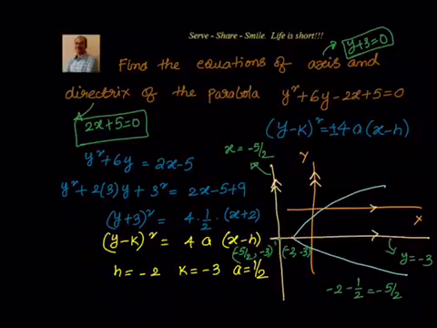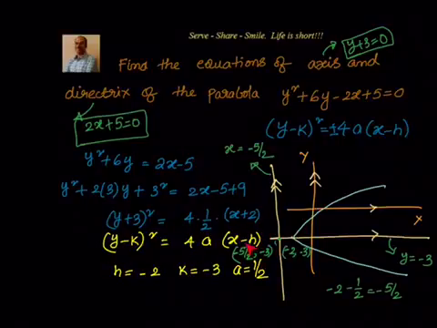So let's have a recap of this. We have to find the equations of the axis and directrix of the parabola y square plus 6y minus 2x plus 5 equal to 0. We see that the power of y is 2, y square. That tells us that this is in the form y minus k whole square equal to plus or minus 4a into x minus h. So we used the completing the squares method, and we are able to convert the given equation into the form y minus k whole square equal to 4a into x minus h.